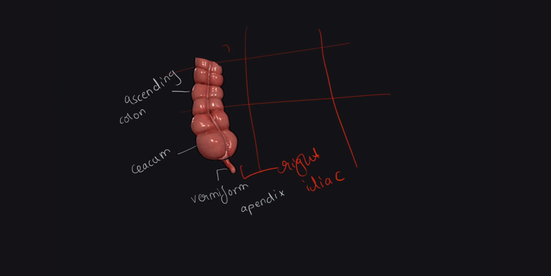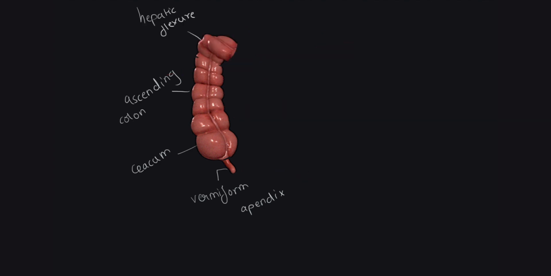Now the ascending colon ascends from this region, the lumbar region here, towards the hypochondriac region. Then we have another part known as the hepatic flexure. Why is it known as the hepatic flexure? Why not something else? Flexure means a curve, so it's curving here like this. It is known as the hepatic flexure because we have the liver placed right here, up above the hepatic flexure of the large intestinal tract.